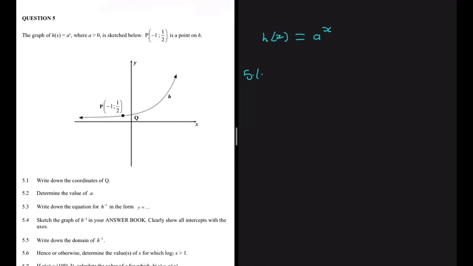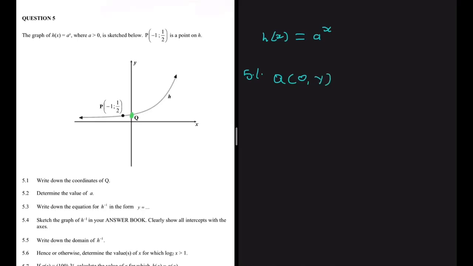So let's go to the graph and look at Q, right? Q is situated here. It is our y-intercept, right? So if Q is a y-intercept, then we know that it has an x value of 0 and some y value which we can possibly determine, right?